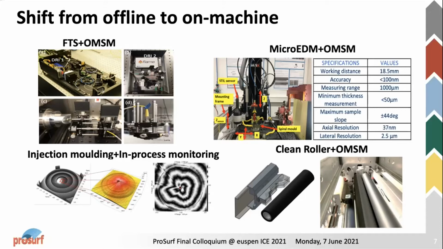And in ProSurf, on-machine surface alignment and in-process monitoring techniques have been developed for each advanced machining and replication process. For example, they include the fast-tool-servo process, micro EDM, injection moulding, and the roller cleaning process as well. And embedded sensors have also been developed in-house according to the requirements. Due to the time limitation today, I will focus on the integration of embedded sensors into ultra-precision machine tools with some typical examples.